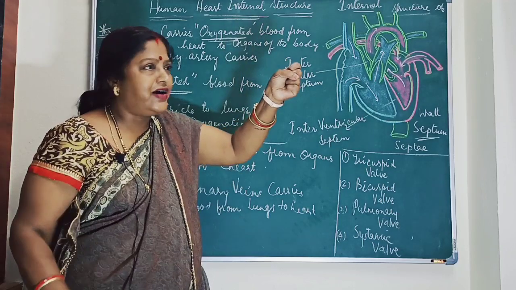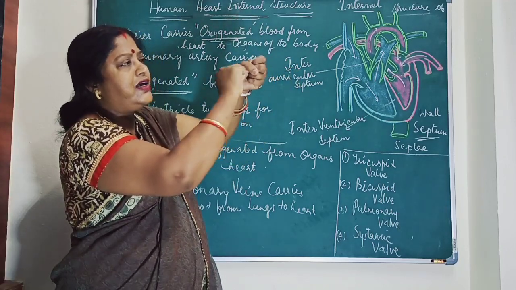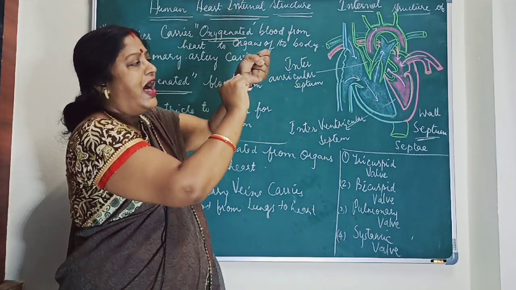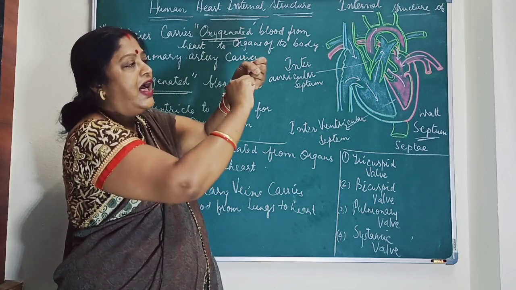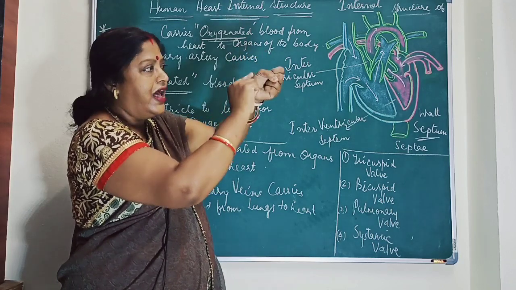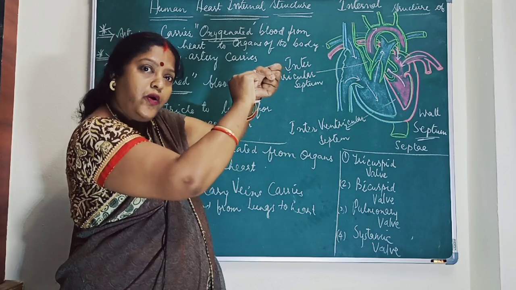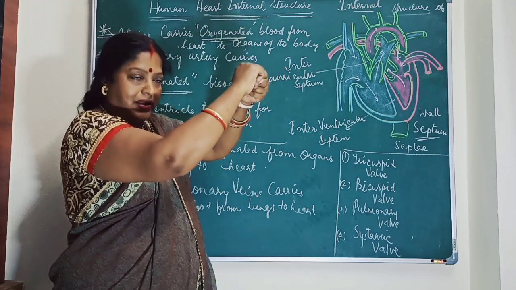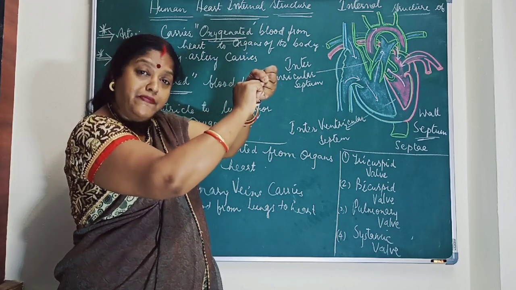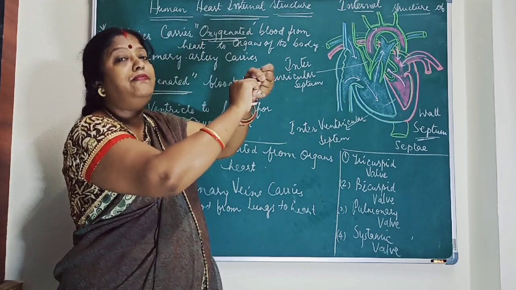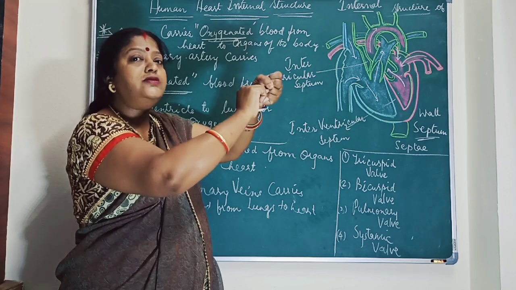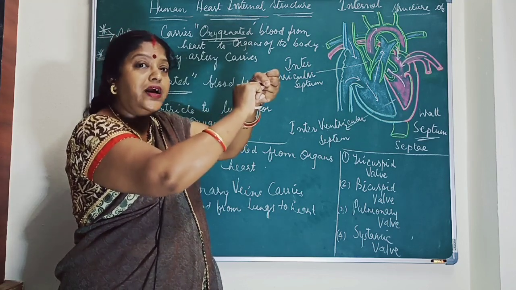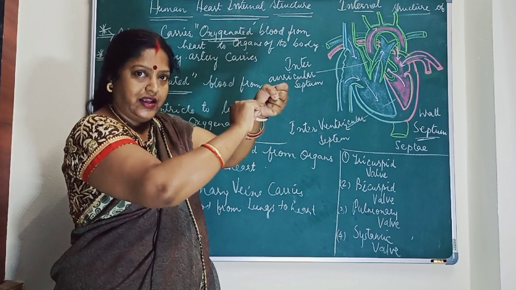So this is our heart. This is the right auricle, this is the left auricle, this is the right ventricle, and this is the left ventricle. The right auricle receives blood from all the body parts, hence it is bigger than the left auricle. Similarly, the left ventricle pumps oxygenated blood to all the body organs, so it is bigger than the right ventricle. Understood?